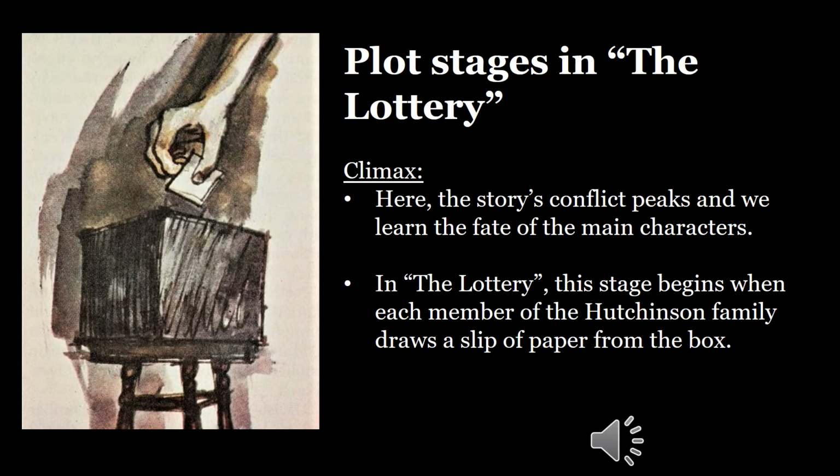For example, in the lottery, this stage begins when each member of the Hutchinson family draws a slip of paper from the box. All of the papers are blank except for Tessie's, which has a black dot in pencil on it.